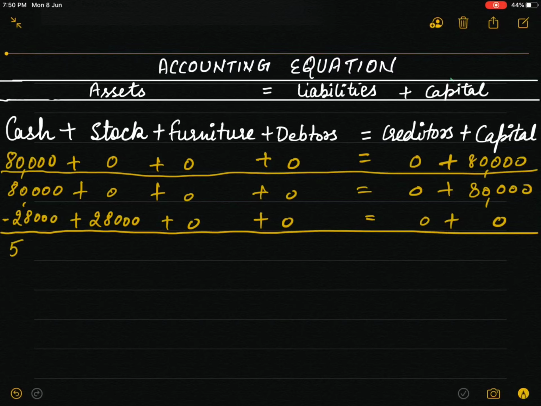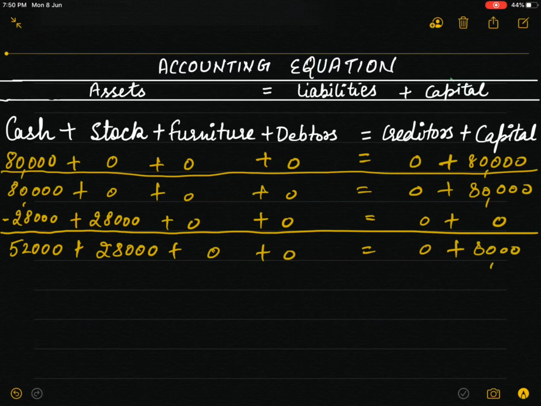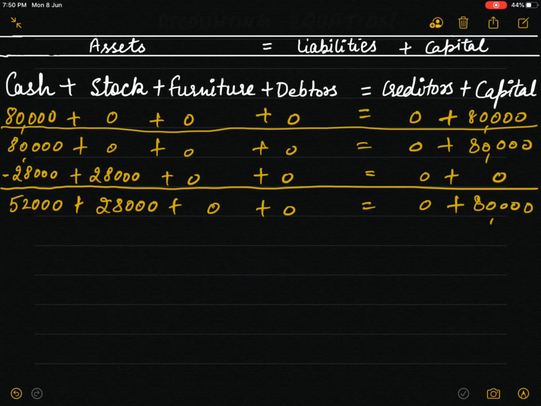Amount is 52,000, 28,000. Now the total, 52 plus 28, is 80,000, and this side is also 80,000. The total is the same from both sides.